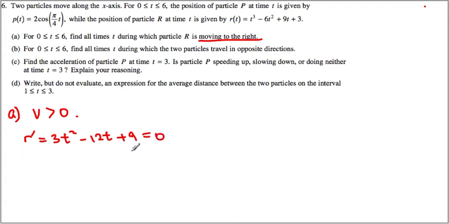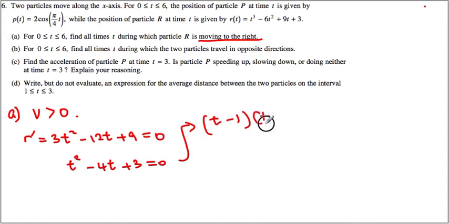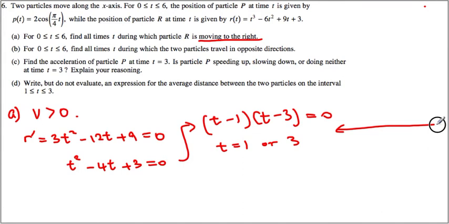So I can divide all by 3, and we have t squared minus 4t plus 3 equal to 0. Then you will realize that t minus 1 and t minus 3 has to be equal to 0. That tells us that t can be equal to 1 or 3 to have the velocity equal to 0. Then if I draw the number line here simply, this is 1, this is 3.